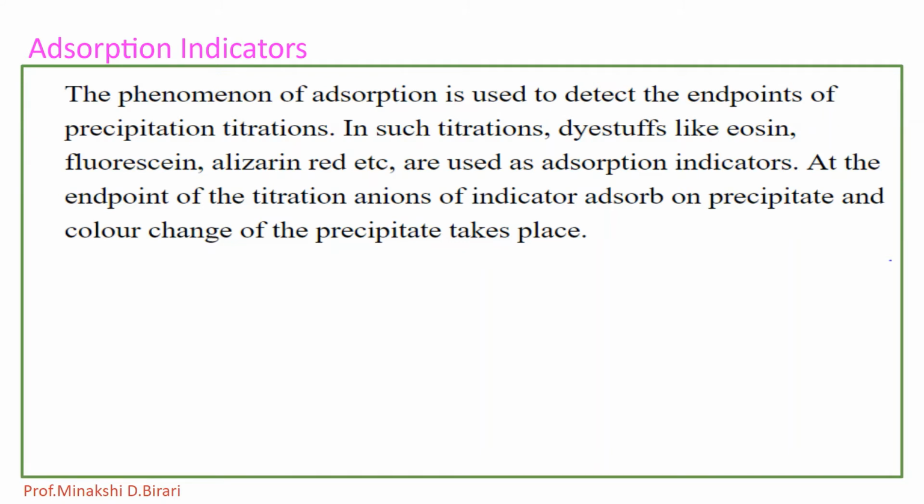When silver nitrate solution is added gradually to the solution of sodium chloride, there is a formation of silver chloride precipitate. After complete precipitation of silver chloride, any further addition of silver nitrate will increase the concentration of silver ions in the solution. The silver chloride now adsorbs the colored anion of the indicator from the solution, and the change in color of the precipitate is the end point of the titration.